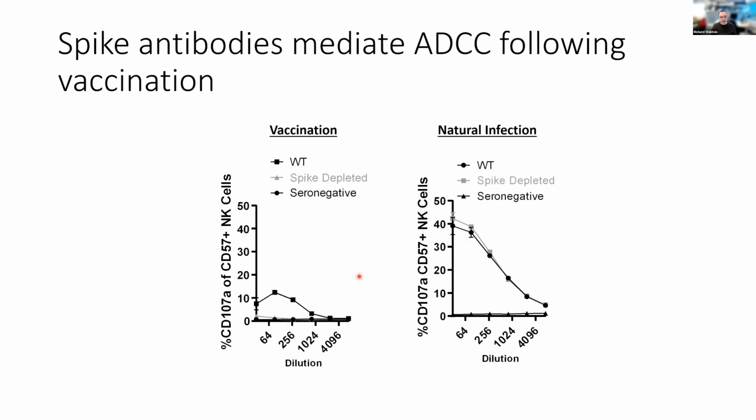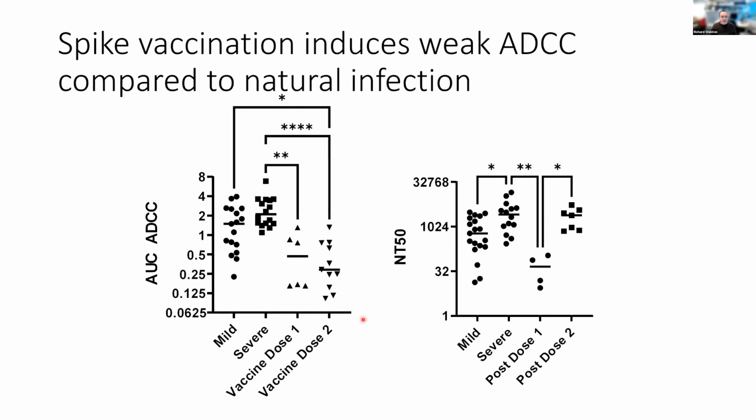The big difference, of course, here is this ADCC is totally spike dependent, so we can deplete the spike antibodies and the activity disappears. Again, that's very different to natural infection where you deplete the spike antibodies and nothing happens. And you can see that summed across multiple donors here. It's still on a log scale. Again, bigger numbers are better. You can see people who've had natural infection mount good ADCC responses, but those who've been vaccinated mount very poor responses. And it's not helped by a second vaccine dose either.